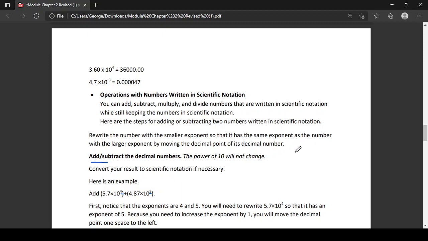5 first. Okay, first you have 4.87 times 10 raised to the power of 5 added by 5.7 times 10 raised to the power of 4, correct? So in order for them to be the same, I will adjust 5.7 times 10 raised to the power of 4. I will make it exponent 5.